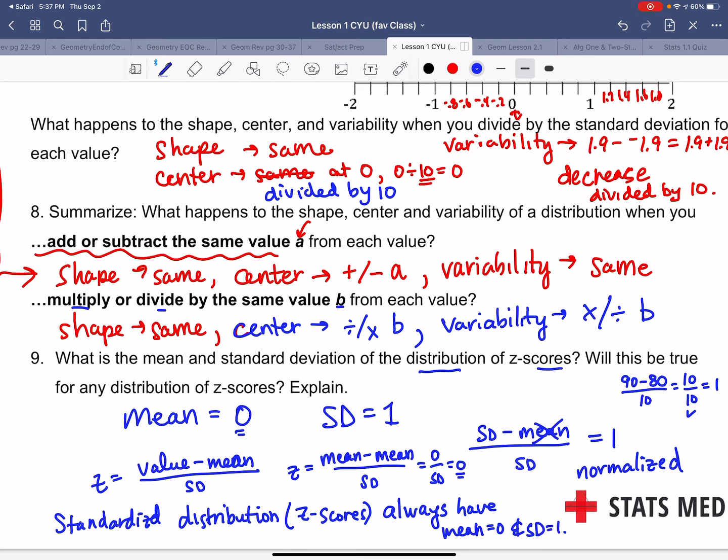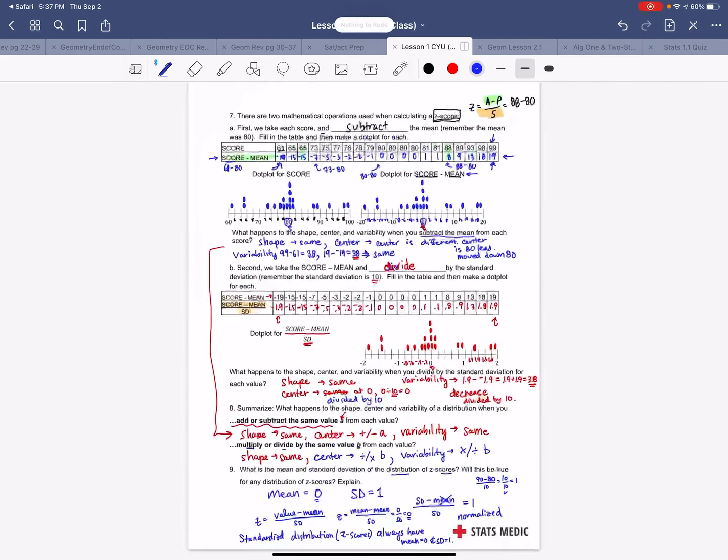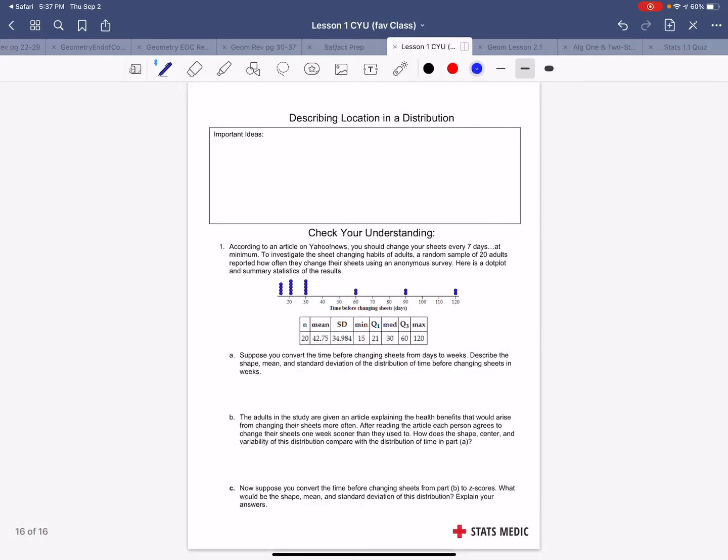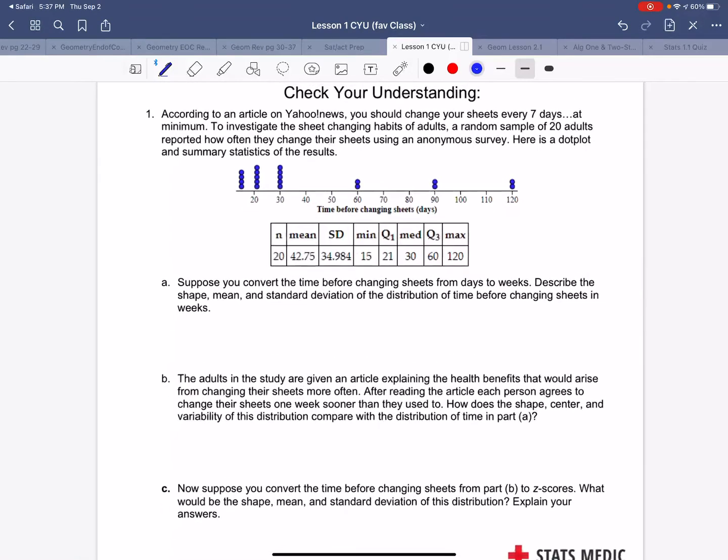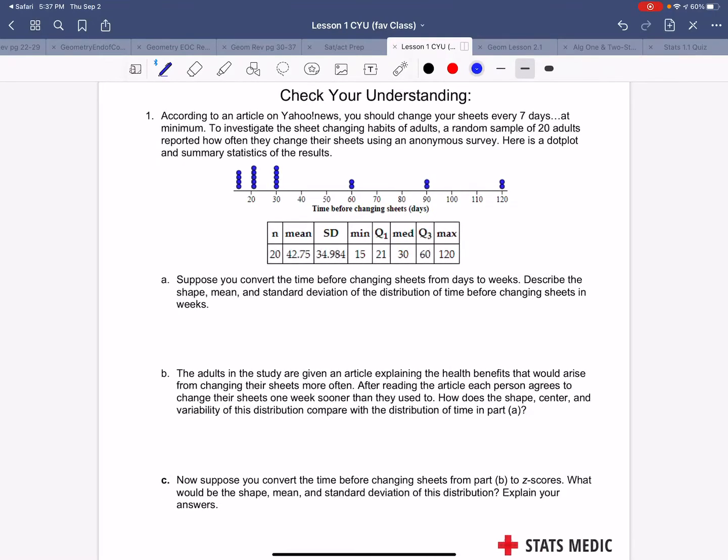Okay? So we finally got to our check for understanding. What does all this mean? Well, it means we can answer some questions about the data. And a lot of this is a review, like I said, from Algebra 2. So let's take a look.